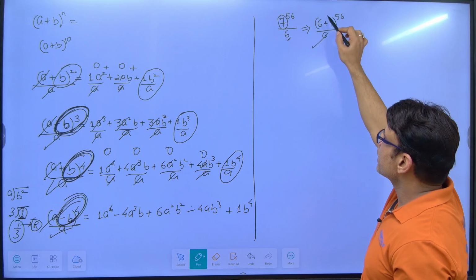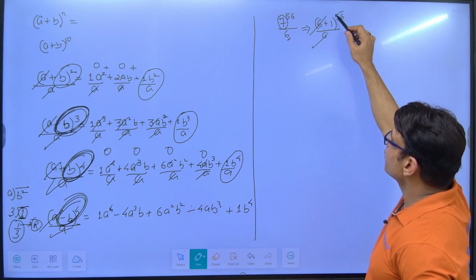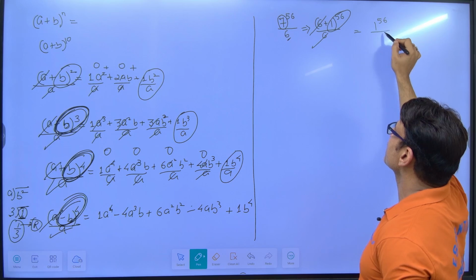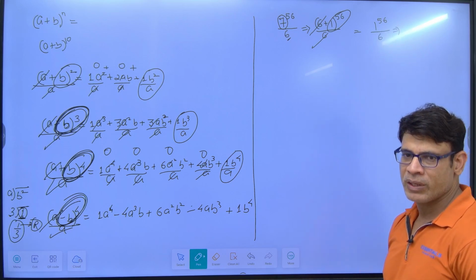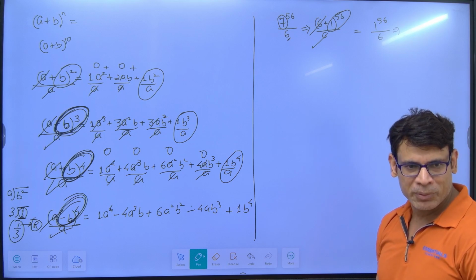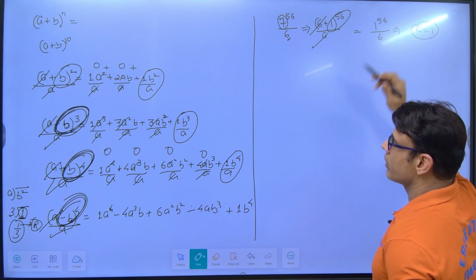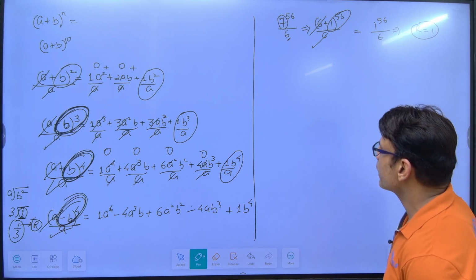Now this 6 will cancel all integral multiple of 6 or not? What it will not be able to cancel is 1 raised to the power 56 divided by 6. What is 1 raised to the power 56? 1. 1 divided by 6 will be 1 only. So in this case, what is the remainder? 1 or not? Right? Okay.